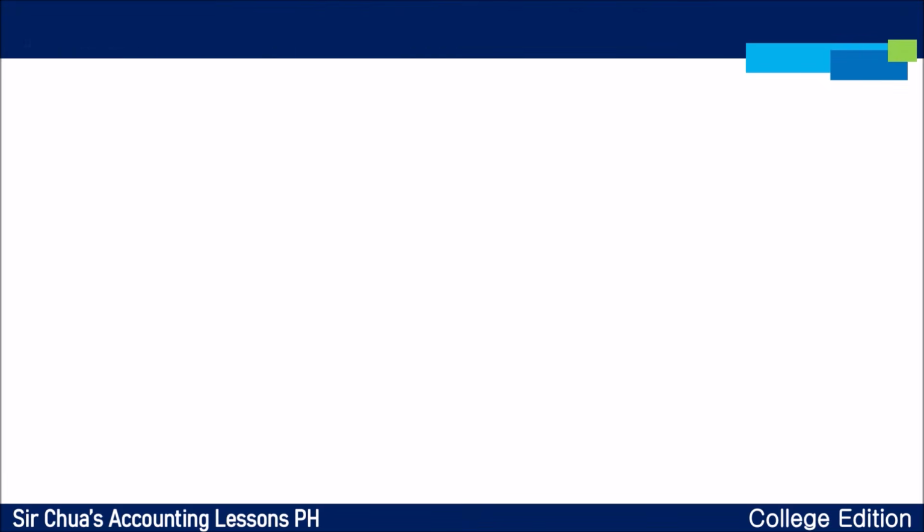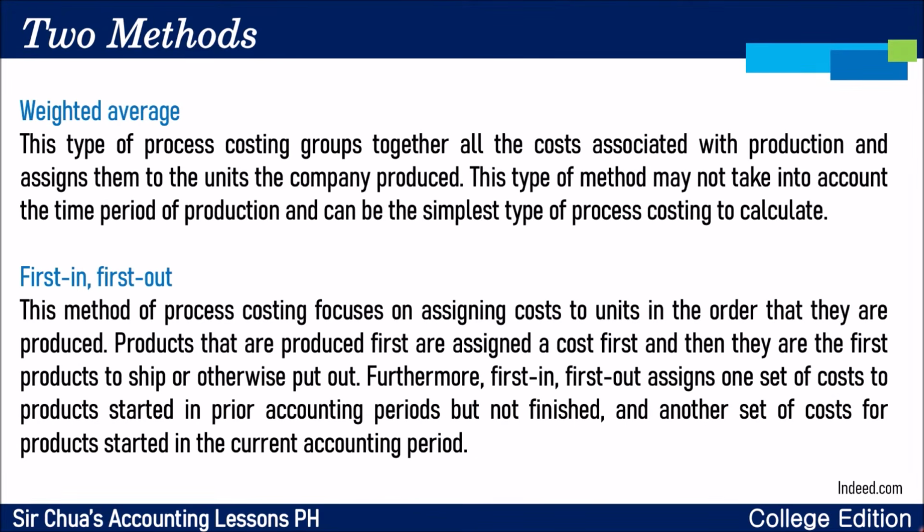Okay? Now, we have two methods in process costing system. So, we have weighted average method and the first in, first out method. Pag weighted average method, it's like how we do it in intermediate accounting na kinukuha natin lahat ng beginning inventories at lahat ng pinrocess during the period.